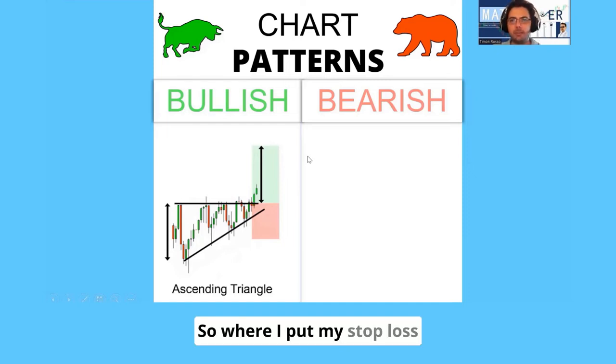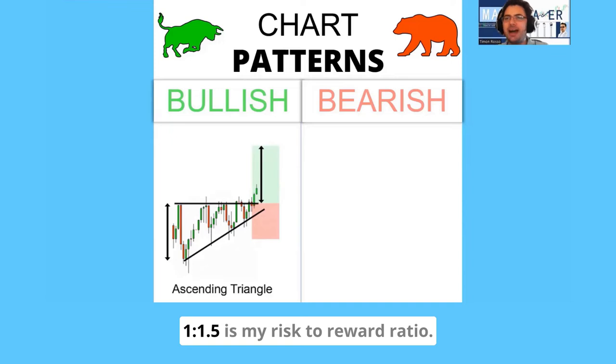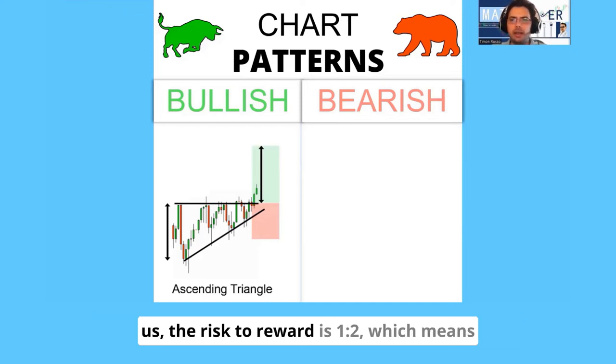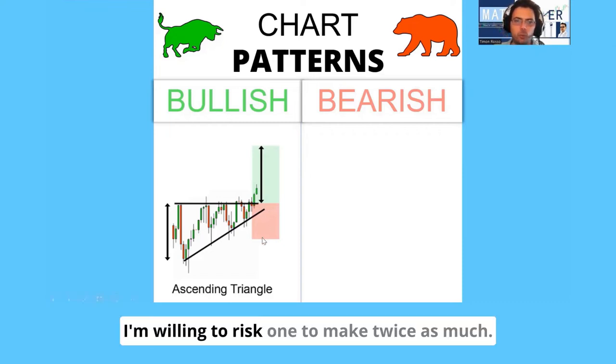So where I put my stop loss and take profit is always 1 to 1.5 as my risk to reward ratio. Or when the market is trending and is doing well for us, the risk to reward is 1 to 2, which means I'm willing to risk 1 to make twice as much.